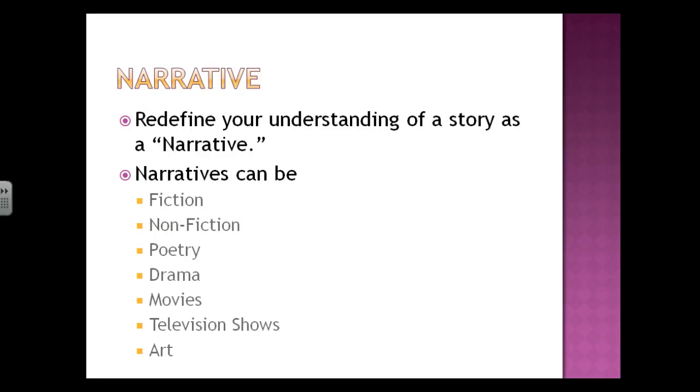Many students want to overuse the term story, which is really a little more precise and yet a little more vague than we really intend to. In this case, I'm asking students to redefine that understanding as the word narrative. One reason why I don't use this word story is we tend to think of it as being a short story, maybe a novel, but not necessarily something that applies to other genres or forms. In this case, narratives can be fiction, nonfiction, poetry, drama, movies, television shows, even art can be considered narrative at times.